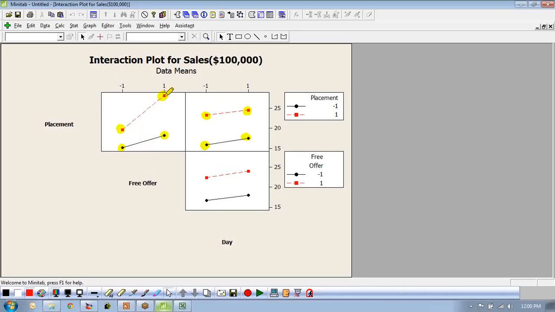Free offer works better if we have the placement at +1. Maybe that's in the center of the page versus on the edge. So if that were true, the free offer would work best there. Now sometimes you'll get crosses like this, which would tend to show that they interact negatively. With these two, there's a synergistic effect, right? Because the separation is actually greater here than it is here, but it's the same direction. If you got crosses, then it would be the opposite.